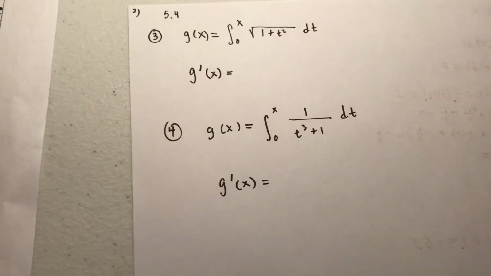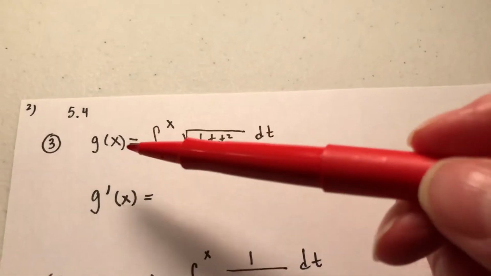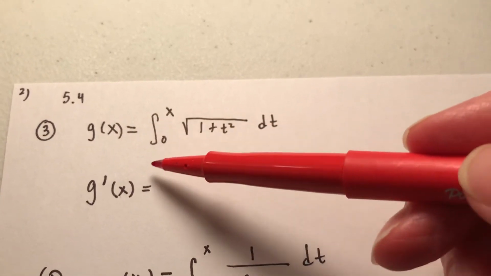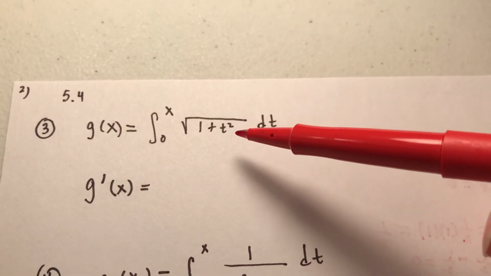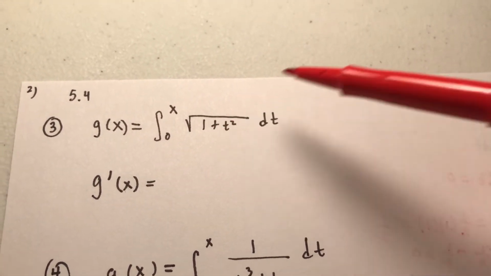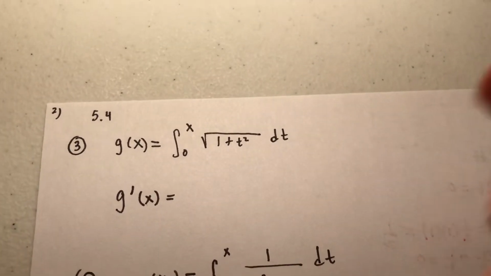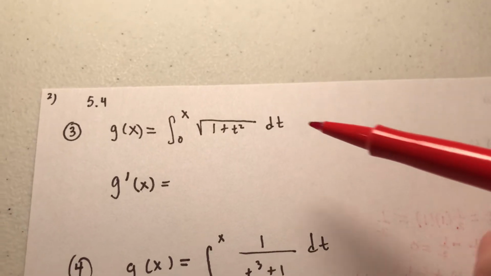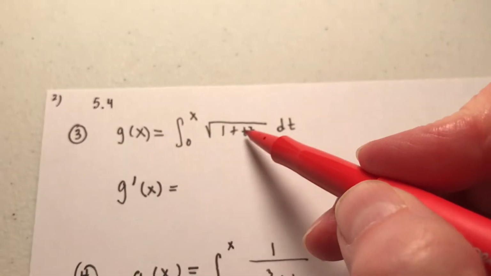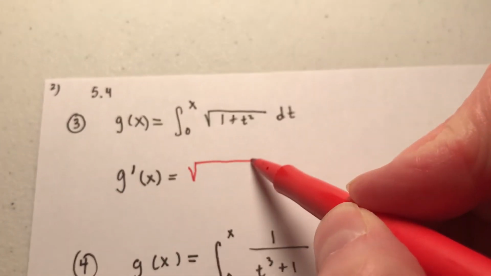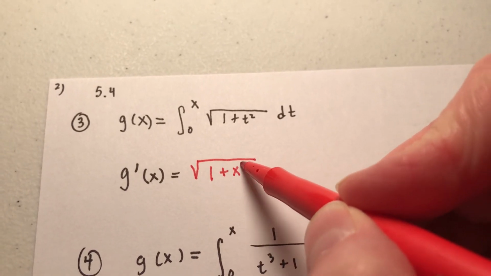So let's take a look at two more. Here's my function g of x, the integral from 0 to x of the square root of 1 plus t squared dt. We don't have the techniques to even do that integral, by the way. But what they want us to do is take the derivative. And the derivative, all you do is plug the x in for t. You get the square root of 1 plus x squared.